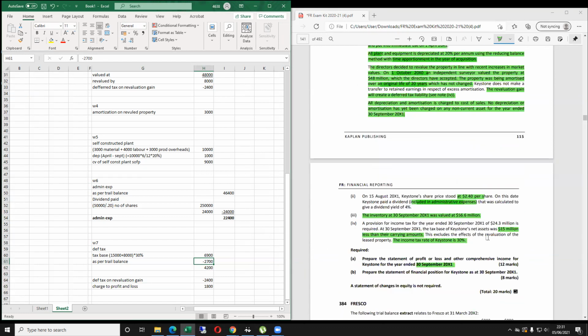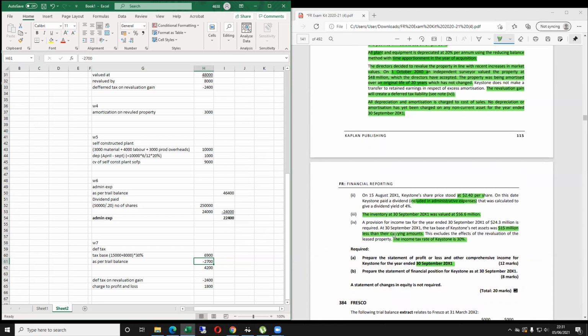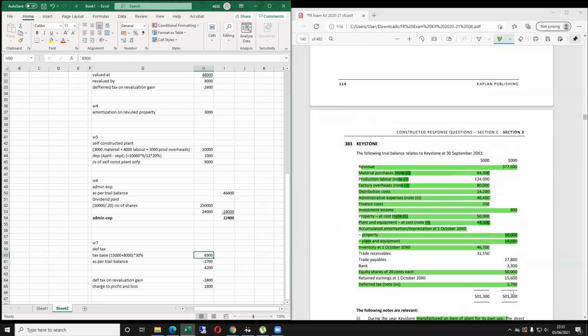This is our... where is it? 15 million is from the trial balance plus 8,000 from the revaluation, and we take this 30% because the tax rate is 30%. And the credit side, see this deferred tax is on the credit side, so we minus this.